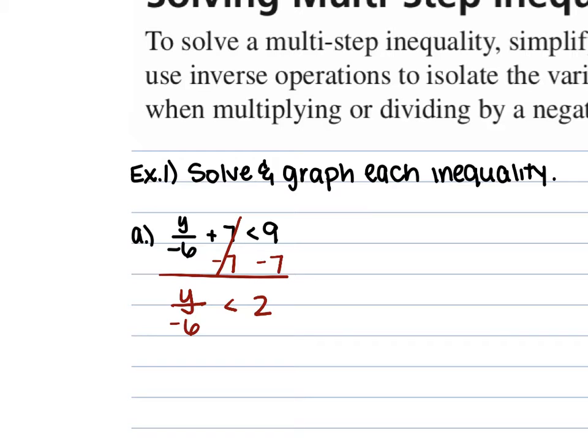From here, you're going to undo the division of that negative 6 and then just multiply each side by that negative 6. So these cancel. Our sign will switch. So that way we have y is greater than negative 12.